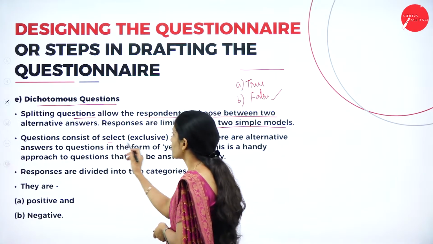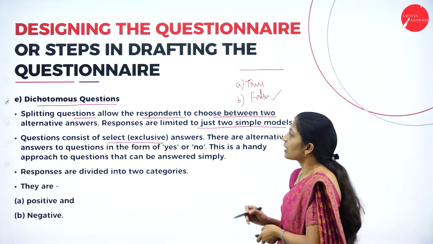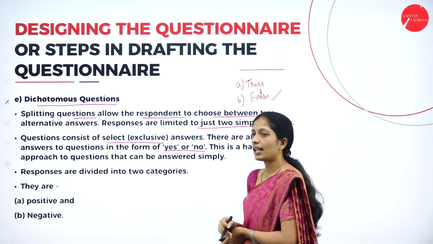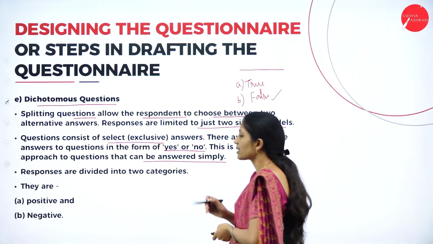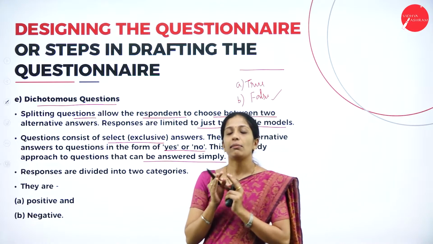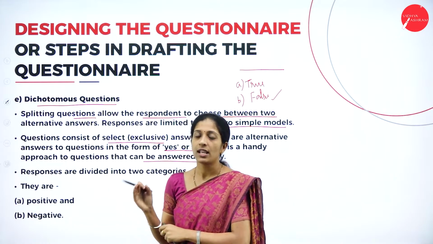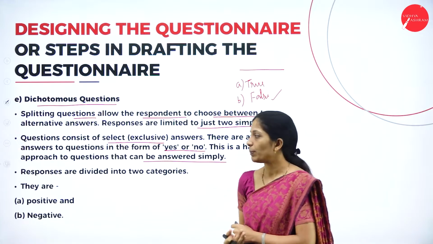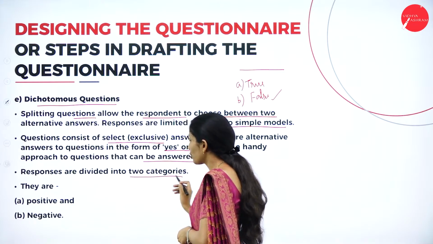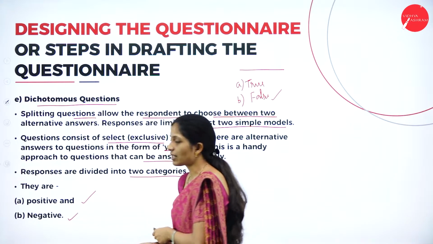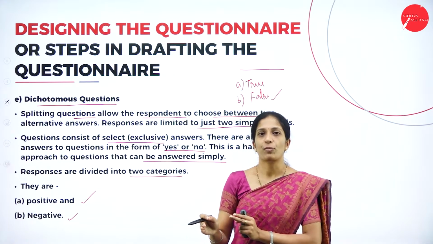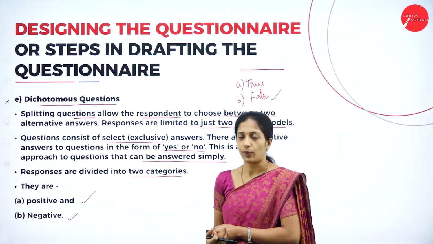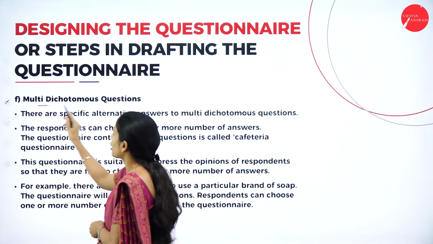So, questions consist of select exclusive answers. They are alternative answers to a question in the form of yes or no. This is a handy approach to questions that can be answered simply. So, here the limited options will be given to the respondents, that is only two options, either yes or no or true or false. Such types of questions will be given. So, responses are divided into two categories. One is positive, the other one is negative. So, either positive has to be the answer or negative can be the answer. So, they are termed dichotomous questions.